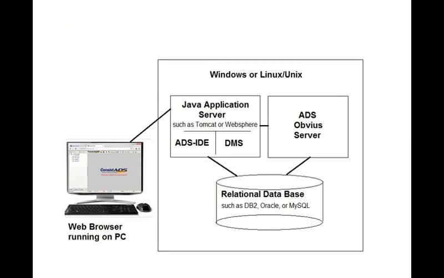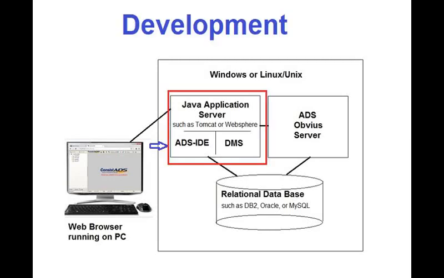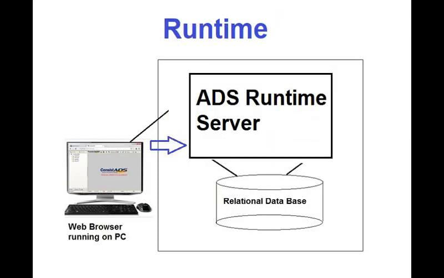The following diagram shows an ADS development environment running on Windows or Linux Unix. During development, the web browser on the PC points to the URLs for the ADS-IDE or DMS applications. During runtime, the ADS server runs the converted programs and uses the data in the relational database.